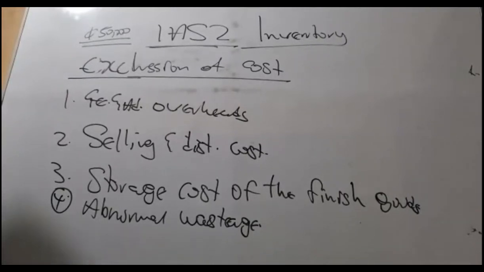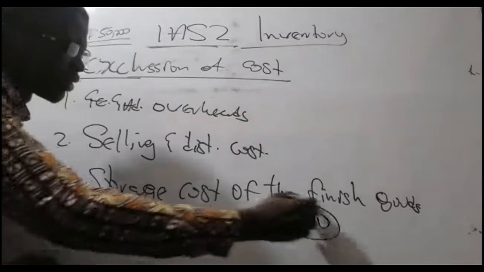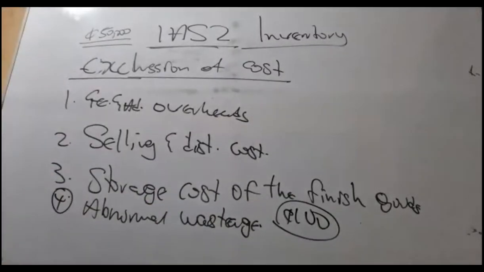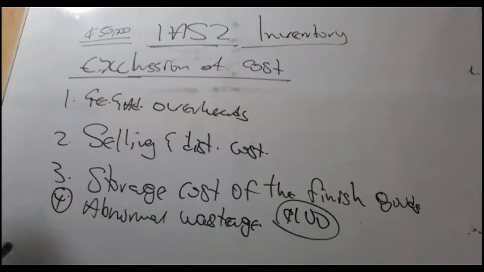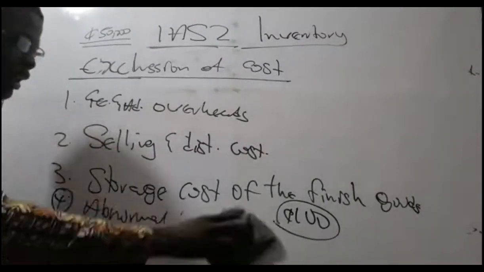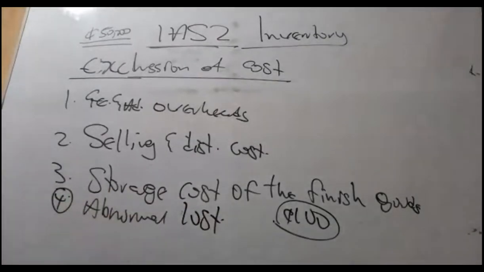Don't tell yourself that, suppose you have a profit of 100 Ghana cedis on that bag of rice, so let me add it to the cost of the goods. No, we would be double counting. So the abnormal waste, I also call it abnormal loss. Abnormal loss on the inventory must be recorded in the profit and loss as an expense, but it should not be capitalized or added to the cost of the inventory.